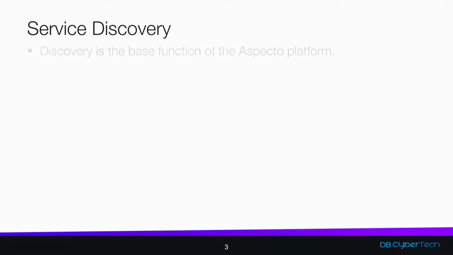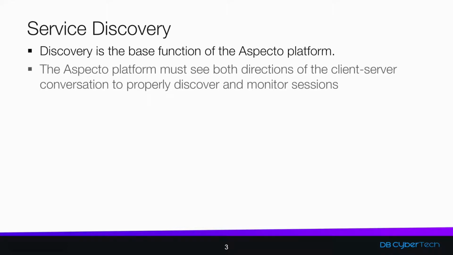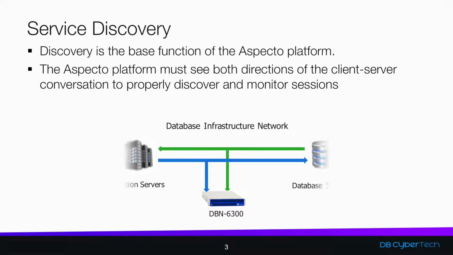Service Discovery is the basis for the Visibility product. It is also the base function of the Aspecto platform. The Aspecto platform needs to see bidirectional traffic on the capture interface to provide detailed analysis of the services discovered in the customer network.